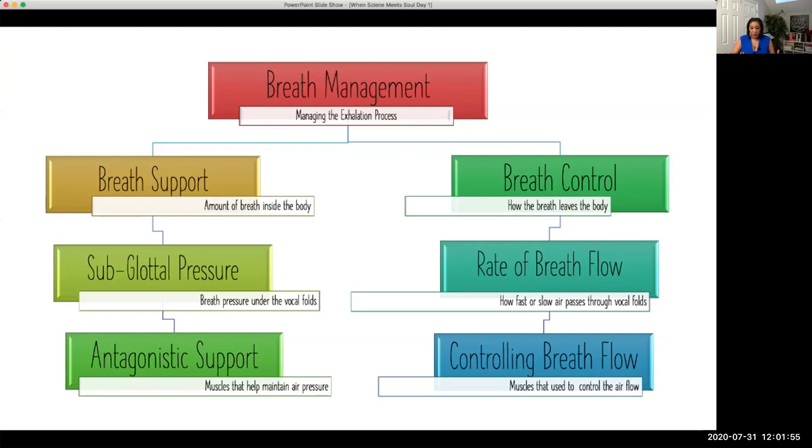How do we control breath support? We are using muscles that help maintain the air pressure inside the lungs, right? So we're creating this antagonistic support. Depending on the style that you sing, how much of this you need may differ, and the way you control it may also differ.